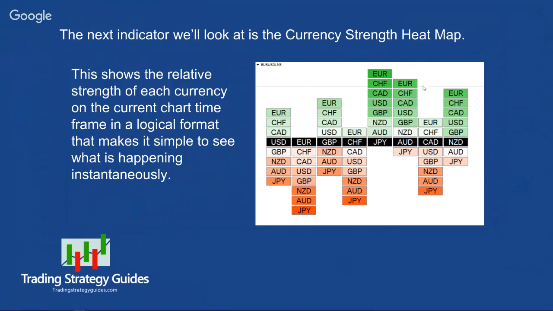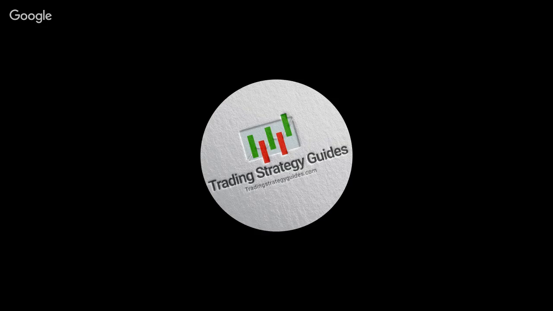The euro was significantly strong. The yen was significantly weak, but you can see how each currency falls with the others. And this changes dynamically as the currencies change. It gives you the most current information.